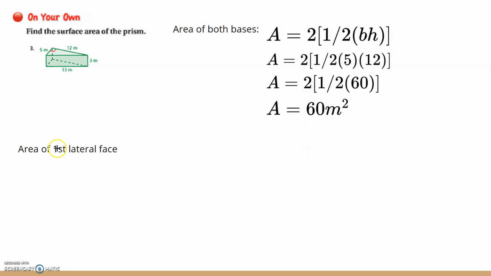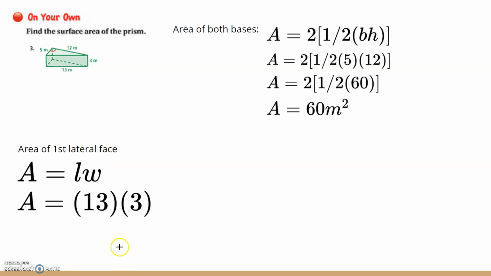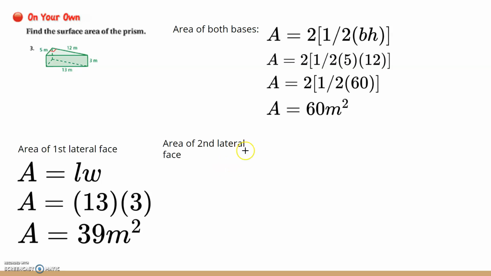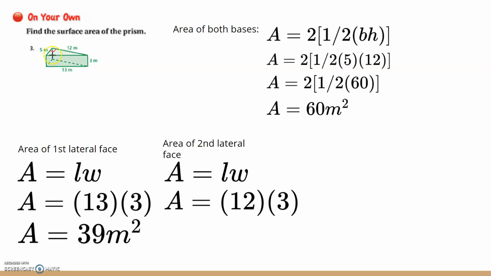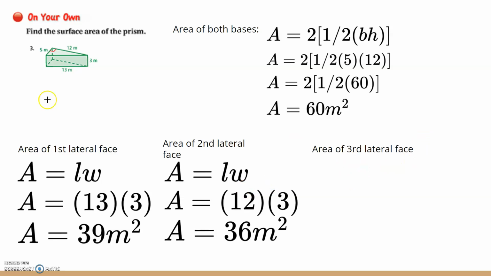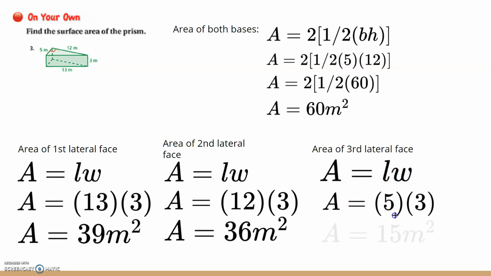Now to find the area of the first lateral face, which is this face right here. It's going to be length times width, 13 times 3, which gives us 39 meters squared. And then next, the area of the second lateral face, which will be length times width, 12 times 3, the lateral face in the back, and it's going to be 36 meters squared. And now for the area of the third lateral face, which is all the way in the back right here, it's going to be length times width, 5 times 3, 15 meters squared.